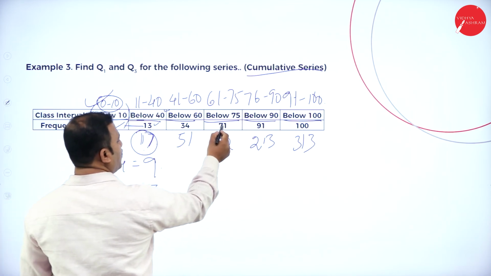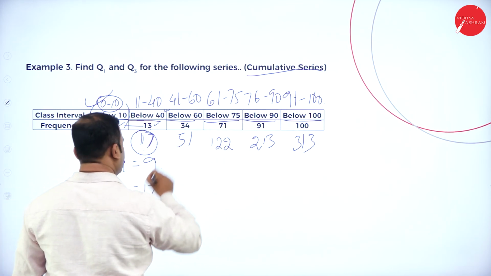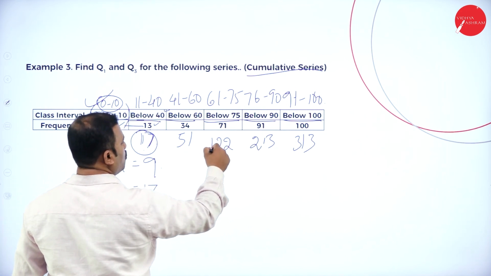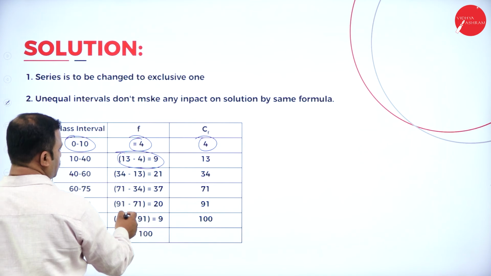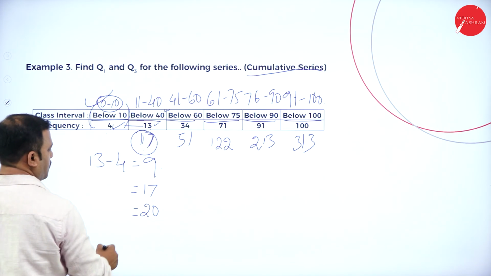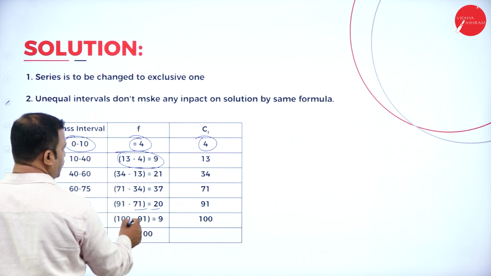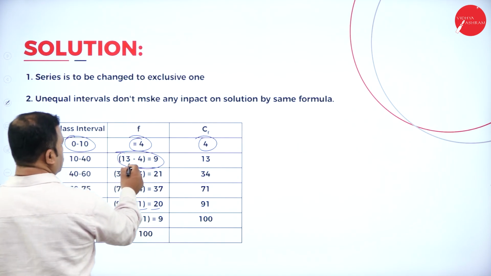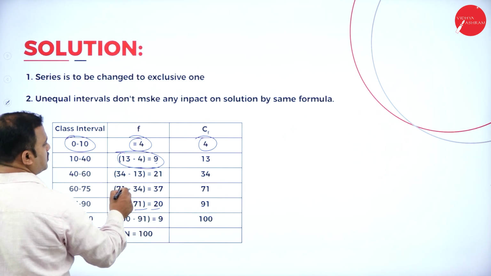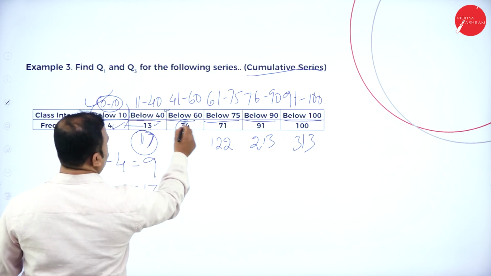Then 71 minus 51 is equal to 20. 91 minus 71, please see to it here, is equal to 20. So 20 items are there. We have the frequencies 9, 17, 20, and the range of items here. 9, and 34 is the value. Which is that value? Please see to it here, that is 34.